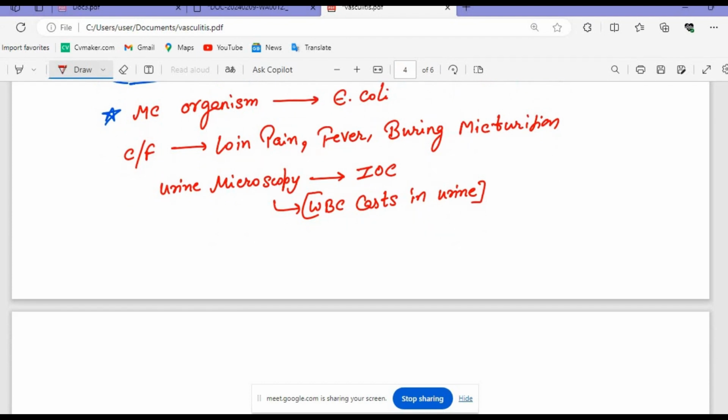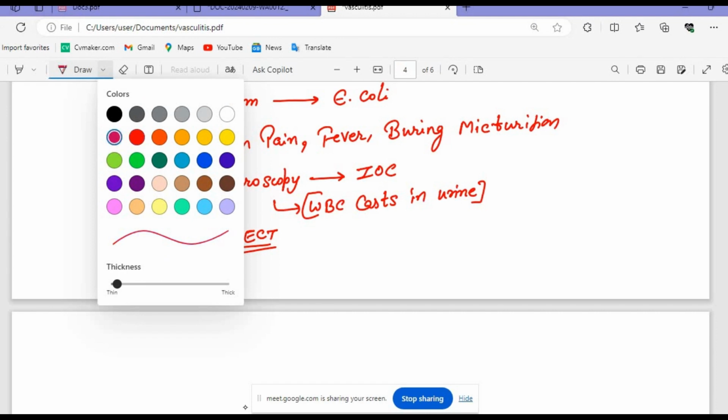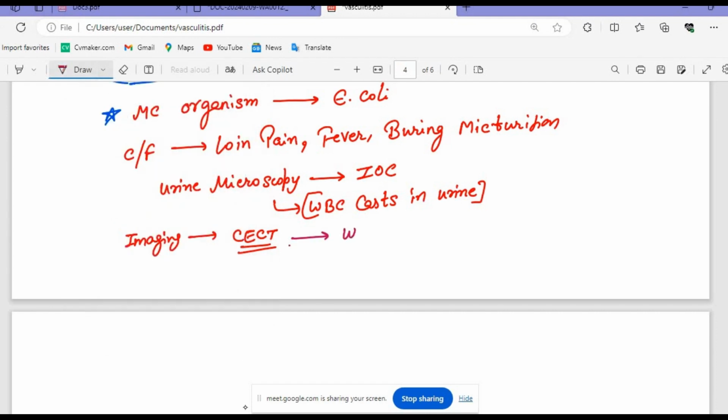Then also remember for imaging, which imaging technique do we use? We use CECT. CECT is used for confirmation of the diagnosis. First we make the diagnosis based on the history or complications, which is the prerequisite. Once we check the urine microscopy, the gold standard diagnostic technique, after that we check for confirmation. For that we use CECT.